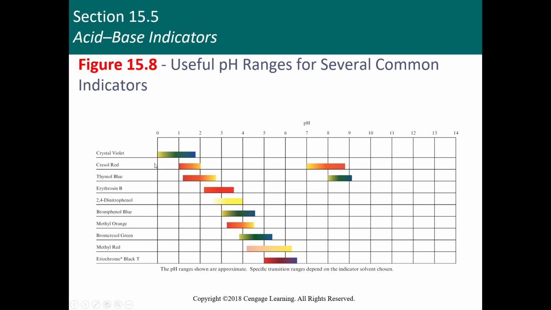You will notice, by the way, that some of these indicators actually have two different color changes, like thymol blue. And so thymol blue actually is red under pH 2. At pH 2, it starts going orange, then it goes yellow, and it stays yellow up until about pH 8, when it'll go green, and then it'll go blue above that pH, above pH 9. And so that one's actually quite useful for indicating a whole range of colors.